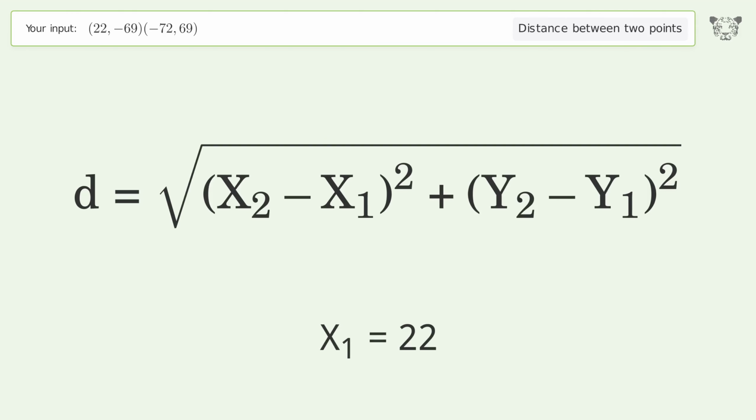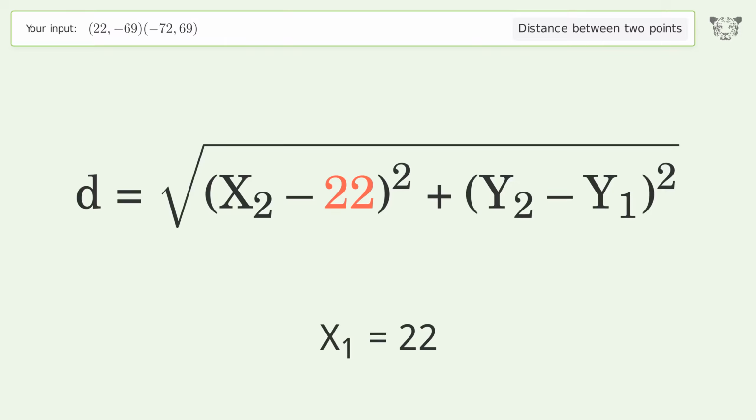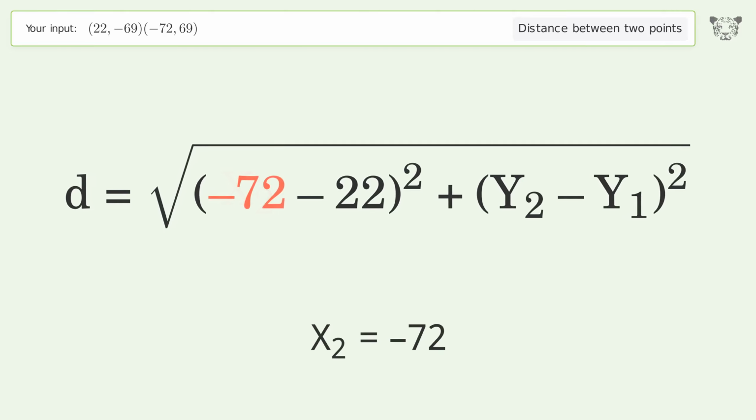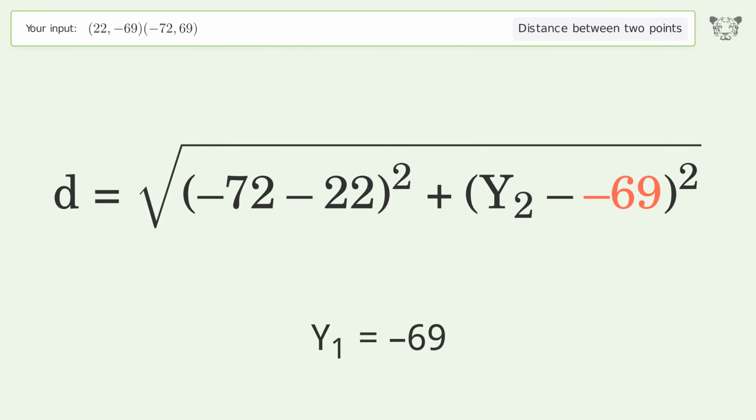x1 equals 22. x2 equals negative 72. y1 equals negative 69. y2 equals 69.